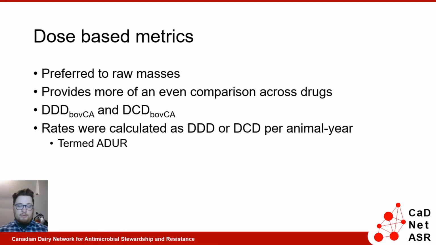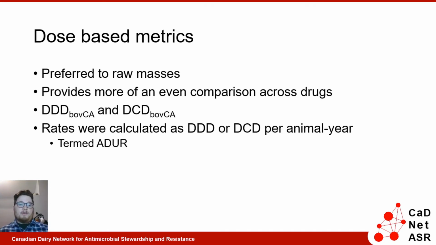The two I'm using for dose-based metrics are DDD-BOVCA and DCD-BOVCA. DDD stands for defined daily dose, DCD stands for defined course dose. If a drug requires 10 milligrams to treat an animal, then that one treatment means that 10 milligrams equals one course dose. But if the effect of that treatment lasts for 5 days, that one course dose equals 5 daily doses. So daily dose is based on duration, course dose is the actual number of treatments.